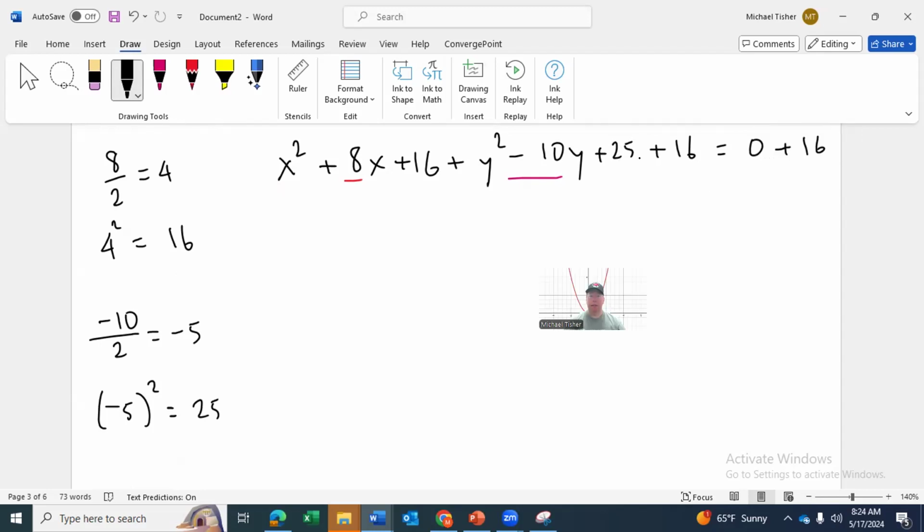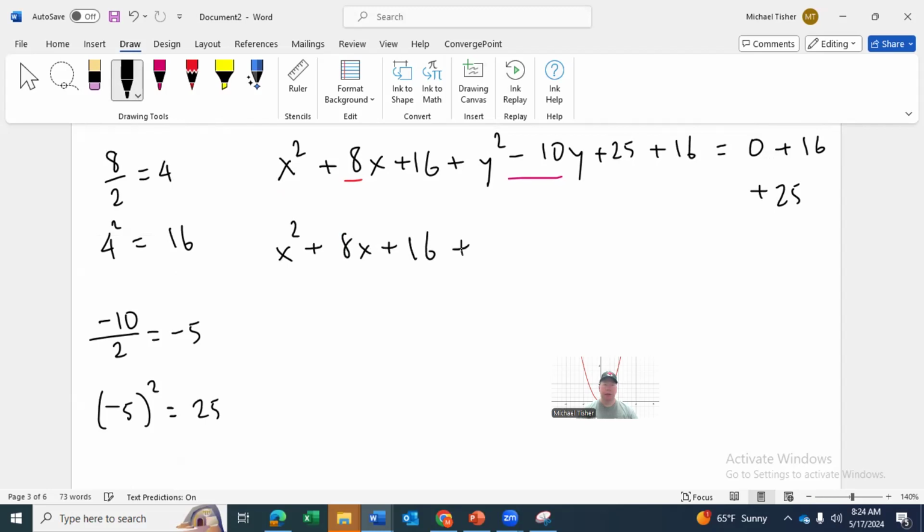And that means, again, we added 25 to the left-hand side, so we'll essentially add 25 to the right-hand side. Now let's clean this up. So we have x squared plus 8x plus 16 plus y squared minus 10y plus 25 equals 0 plus 16 plus 25, which is 41.